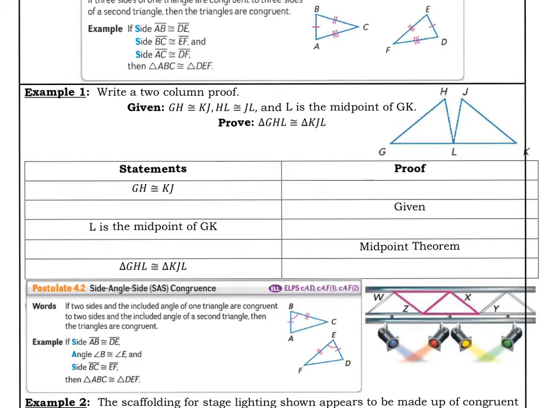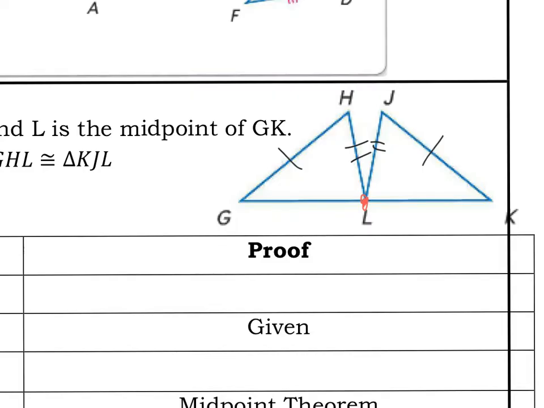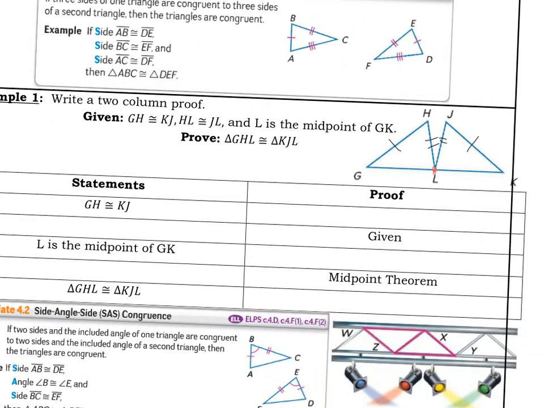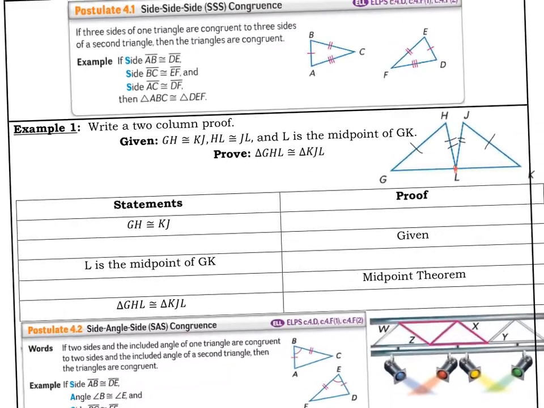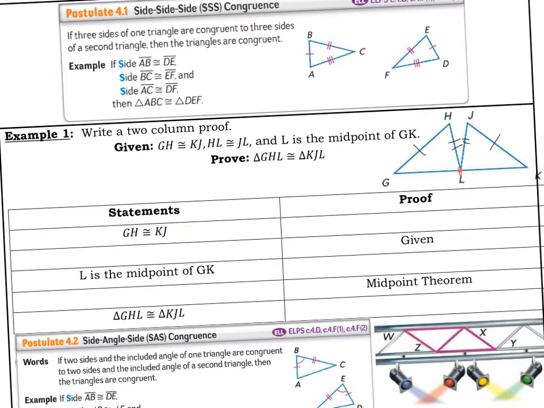So nothing's marked on this image, so if that ever happens, I like to take what's given and mark it there. Okay, so the ones with one dash are congruent to each other, the ones with two dashes are congruent to each other, and then I just put a dot right there for L because it says it's the midpoint of GK. So, first statement, GH is congruent to KJ. That is a given statement. And then if you notice, my second reason is also given.